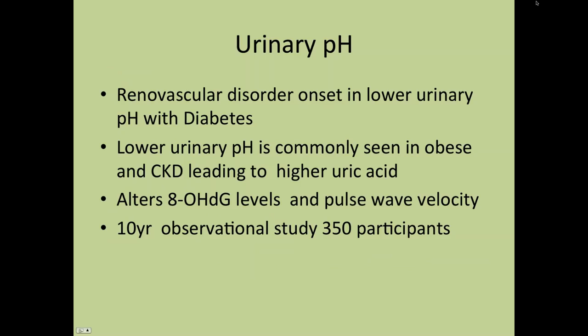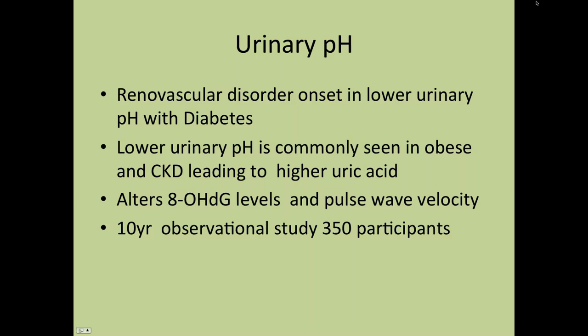Urinary pH, once again, is an issue because the lower the urine pH, the more you see with chronic kidney disease, and there's the next marker you should be looking at. You should be looking at uric acid, because elevated uric acid really is a sign that you're under high oxidative stress. And so that is really something to see. Then the next thing I want you to look for, this is a 10-year observational study with 350 participants looking at this data, altered 8-OHDG.